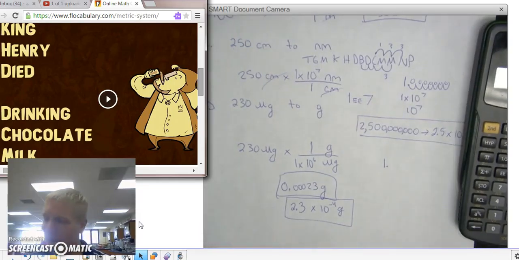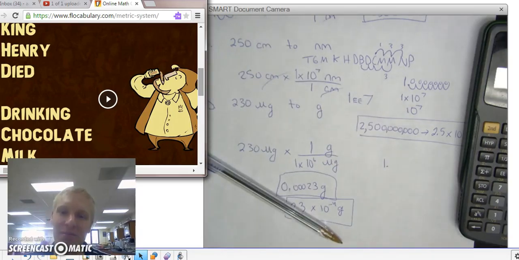And looks like we're done. That is how you do metric conversions the math way. It's not too scary, not too bad. Hope you enjoyed yourself as you followed along.